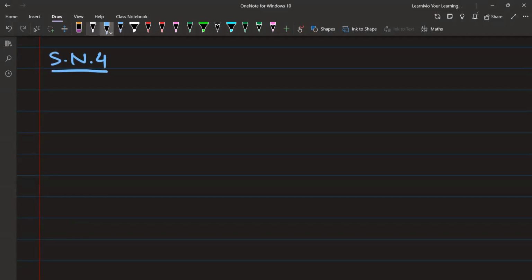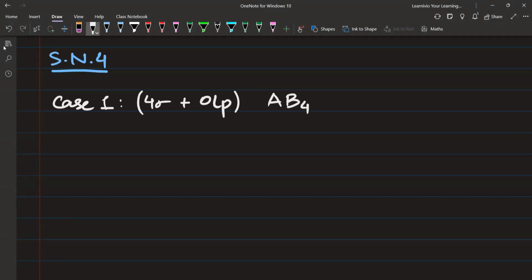So in Sharik number 4, we are going to look at case 1. The first case will be 4 sigma plus 0 lone pair. That means we will have a molecule which has 4 surrounding atoms. What will be the hybridization? Tell me, guys. Keep your mic on. If you try to speak, then you'll be able to understand more. What will be the hybridization?